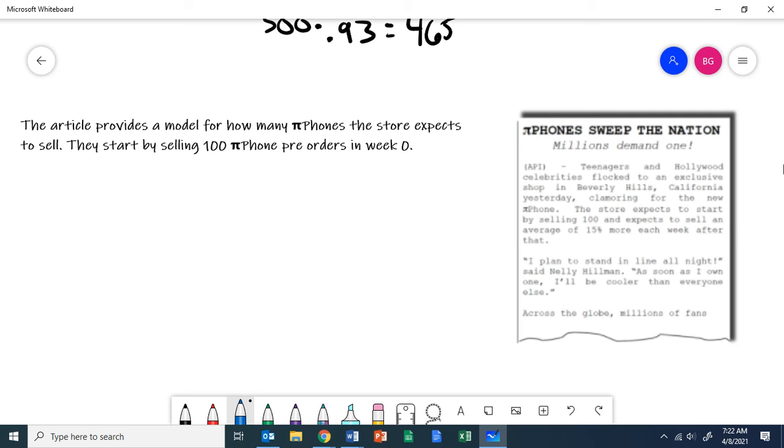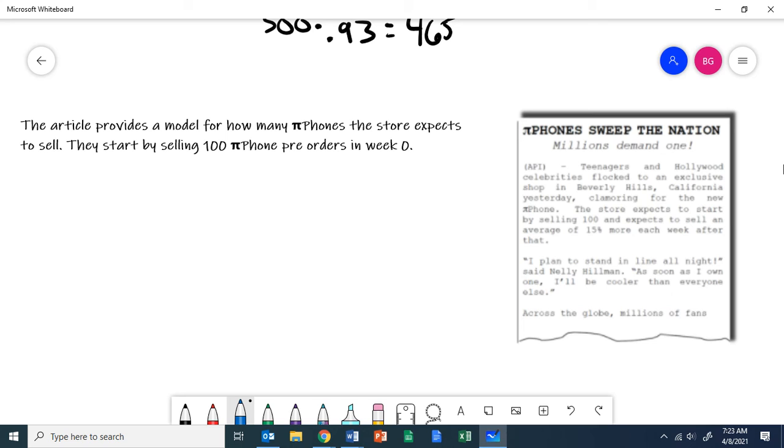The article says, teenagers and Hollywood celebrities flocked to an exclusive shop in Beverly Hills, California yesterday, clamoring for its new PiPhone. The store expects to sell by selling 100 PiPhones and expects to sell an average of 15% more each week. After that, I plan to stand in line all night, said Nellie Hillman. As soon as I own one, I will be cooler than everyone else across the globe.